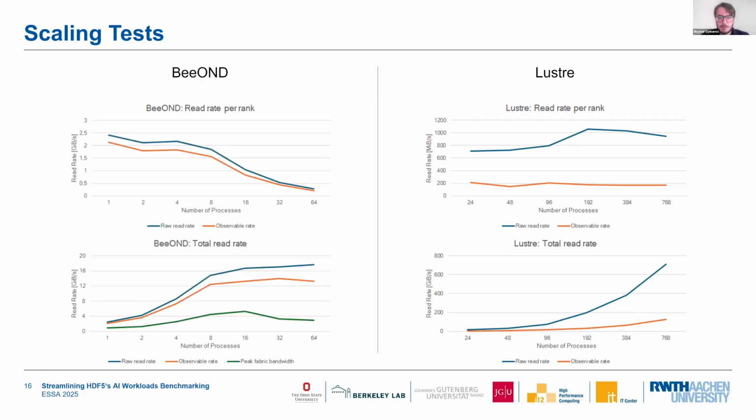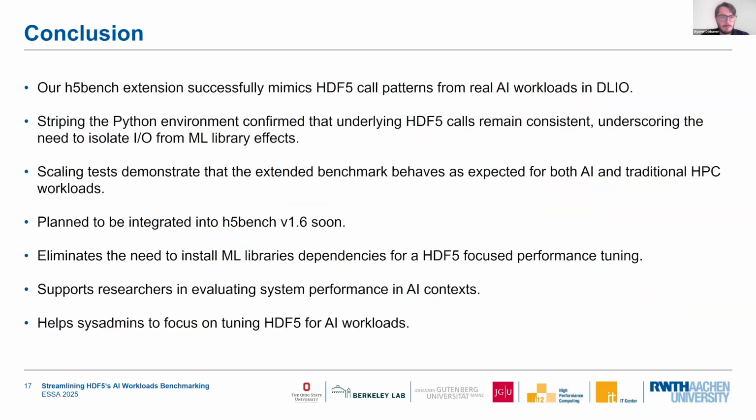Here we can compare both results. And we're going slowly to the conclusion. The conclusion is our extension, H5 Bench extension, successfully mimics HDF5 code patterns from real AI workloads in DLIO. Especially, stripping the Python environment confirmed that underlying HDF5 codes remain consistent, underscoring the need to isolate I/O from ML library effects.